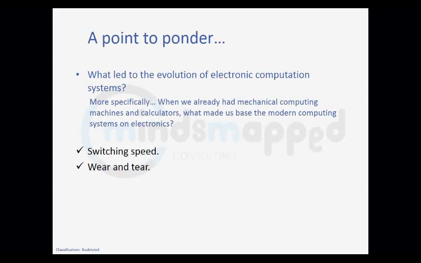Everything within your computer, within the CPU or the whole hardware architecture, is based on switching. Any kind of computation is based on switching. If you want to store something, it's also based on switching, so it's either 0 or 1. The faster the switching, the faster your computation. With mechanical systems the switching speed is very slow, and that's why we had to move to electronic computation systems. The second reason is wear and tear.